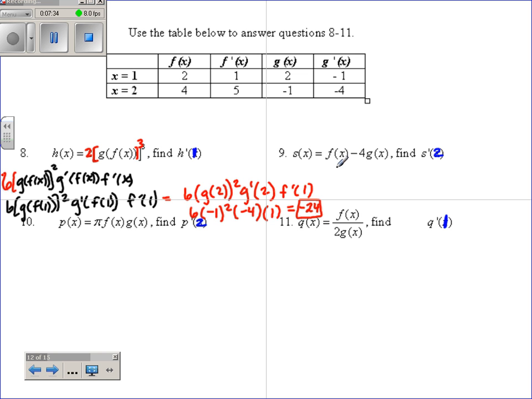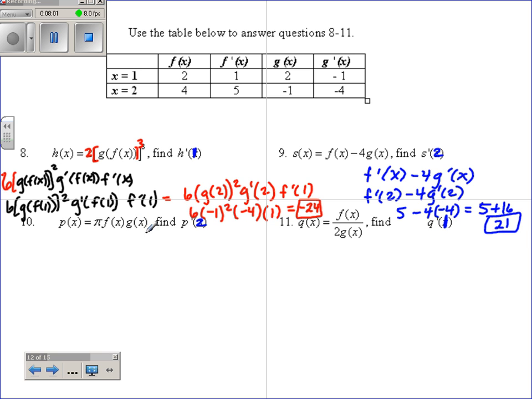Alright, let's look at this one. Sum is easy. It's just the derivative of f minus 4 times the derivative of g. We plug in 2. So f prime of 2 minus 4 times g prime of 2. f prime of 2 is 5. Minus 4 times g prime of 2 is negative 4. So we get 5 plus 16, which gives us 21.